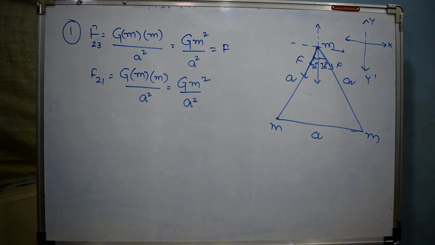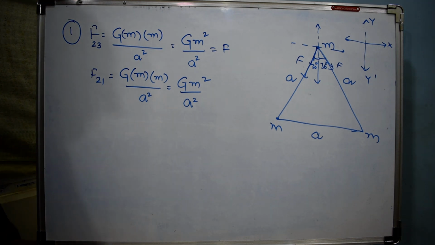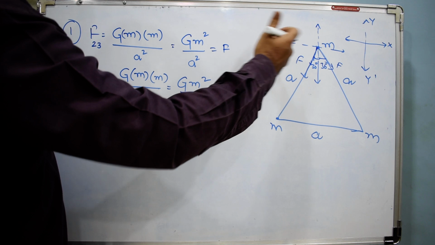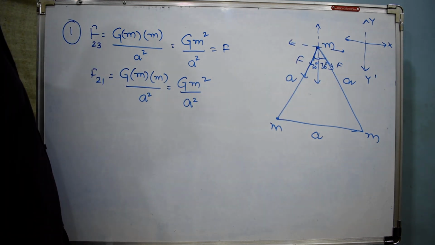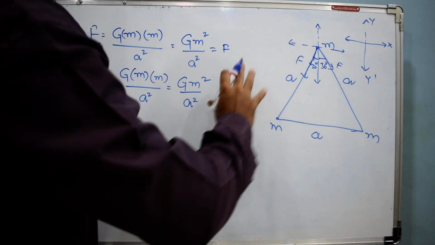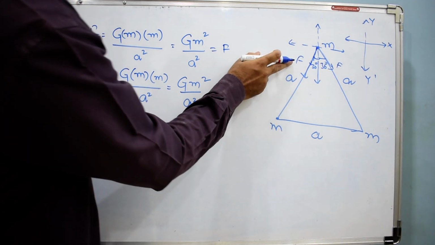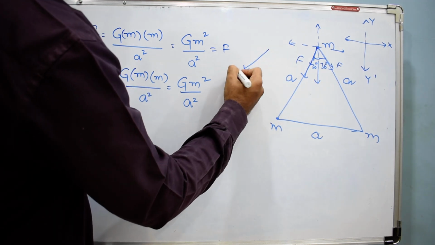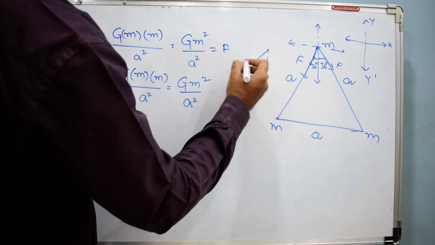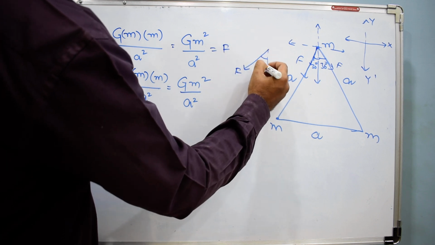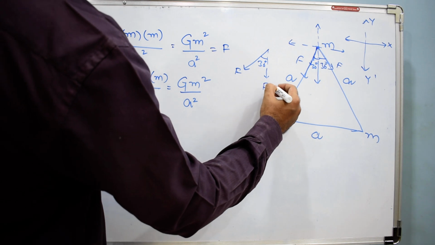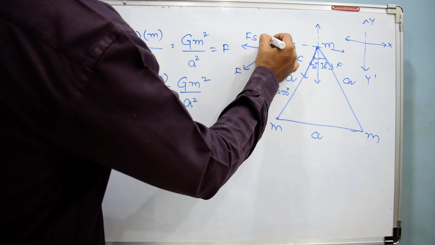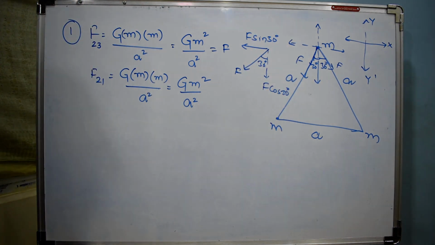Now in order to find the resultant force, we can find the vector components of these two forces along x-axis and y-axis, represent them in the vector form and add both of those forces. First we'll try to represent this force. So this force F is making an angle of 30 degrees with the negative y. So we can resolve this into two components, F cos 30 and F sin 30 along negative x direction.